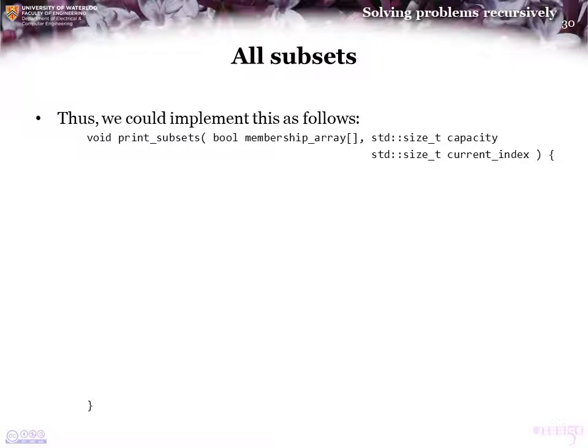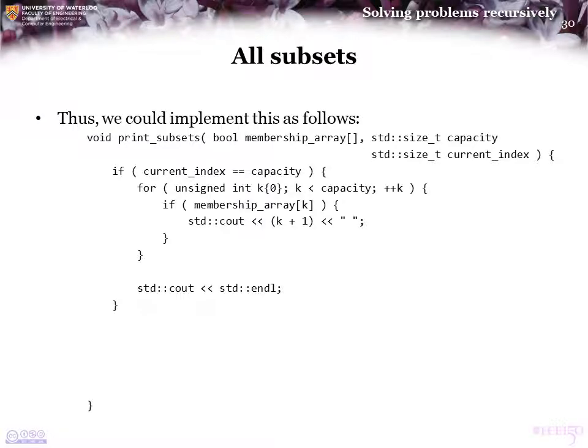Thus, we could implement this function of printing subsets as follows. Here we see the function definition with the body, and now we'll deal with a default or base case. The base case is when we've assigned a value to each entry of the array, and so consequently the third argument will be equal to capacity.